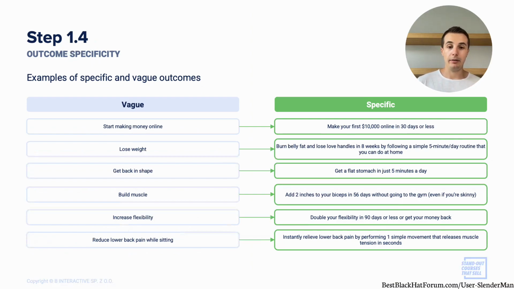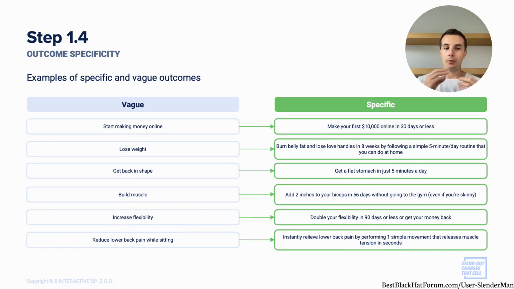Build muscle, again, very vague. It doesn't really tell you what the outcome is going to be, because it could be aimed at people who are already going to the gym. They've been going for 10 years and they want to get even bigger. Or it could be for people who are lean, people who are skinny, and people who are looking to start going to the gym and building muscle mass. It could be for all sorts of people.